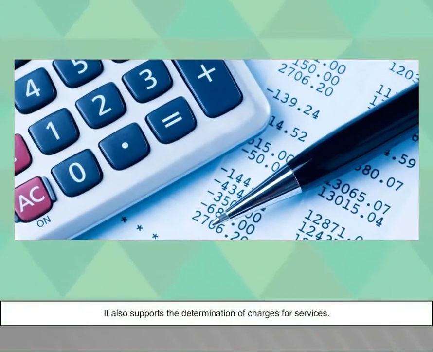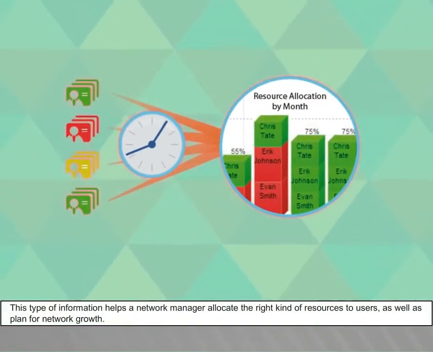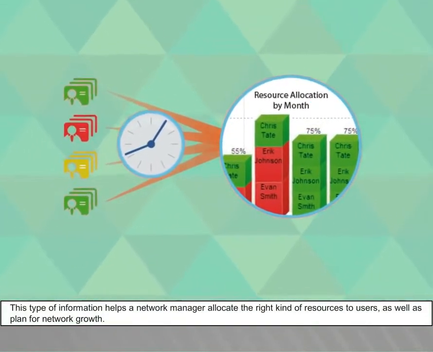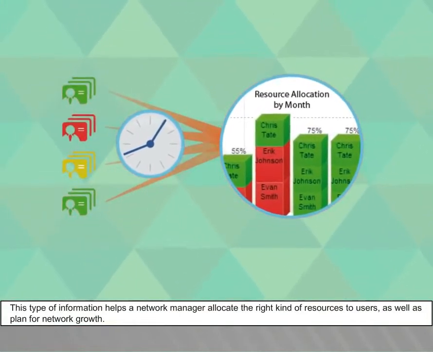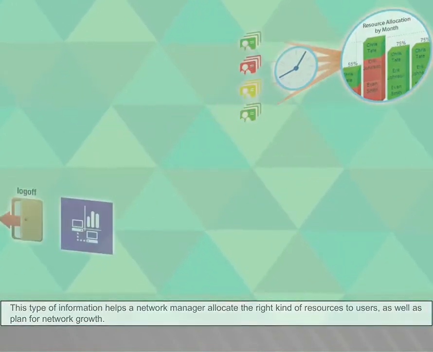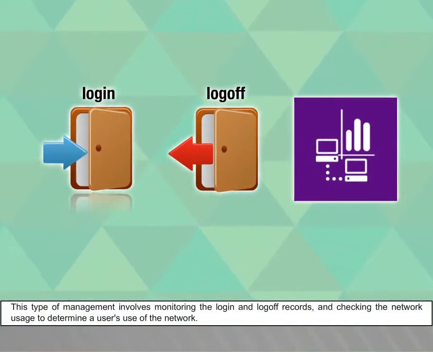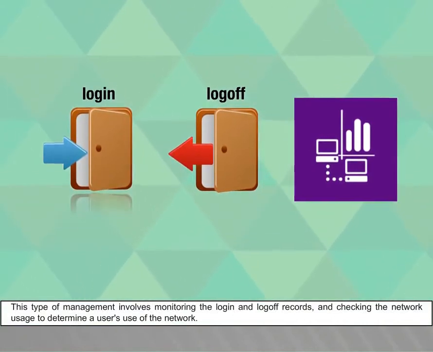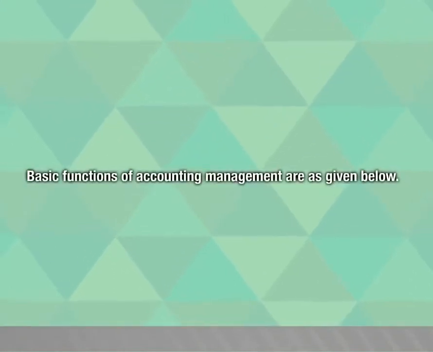It also supports the determination of charges for services. This type of information helps a network manager to allocate the right kind of resources to users as well as plan for network growth. This type of management involves monitoring the login and log-off records and checking the network usage to determine a user's use of the network. Basic functions of accounting management are as given below.